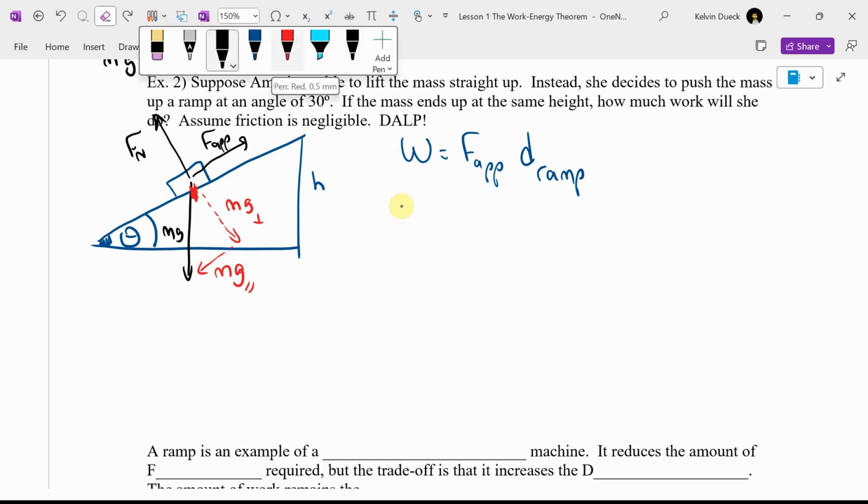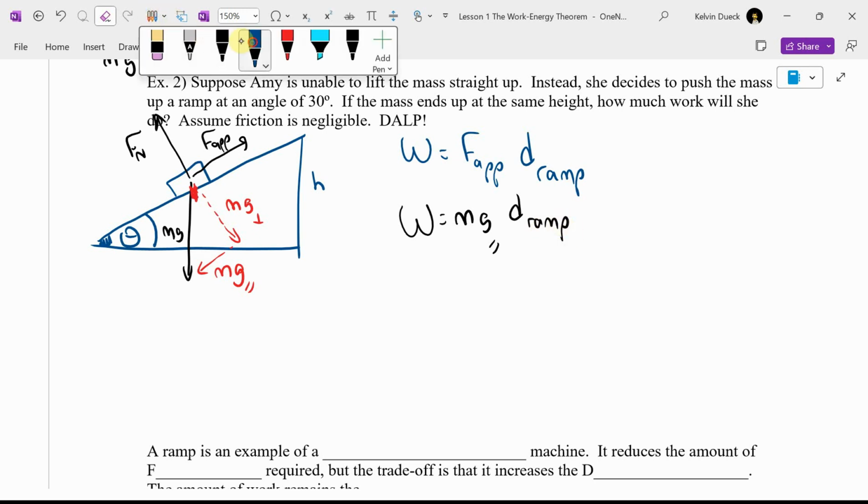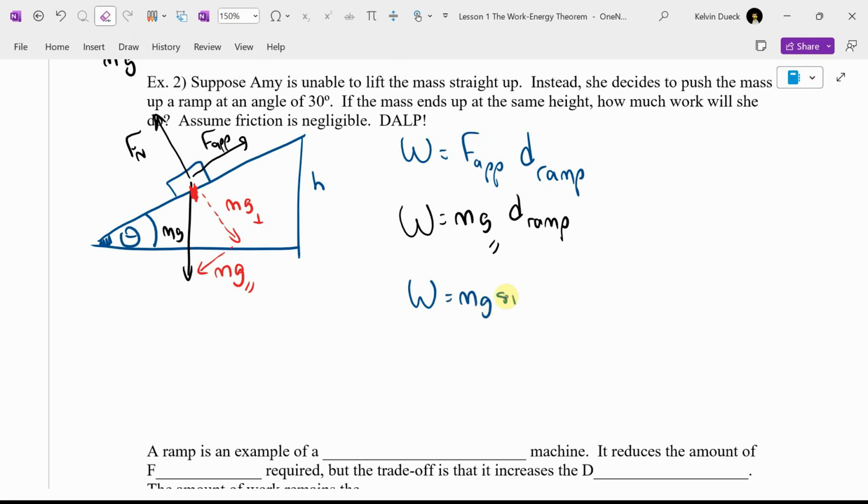I don't know F applied. Oh, but look, Chantel, I know another force that's going to be the same size as F applied. Which force? mg parallel, 2 lines, everybody? Okay, this is going to be mg sine theta. Don't drop the d ramp down yet, though. I want to look at that.